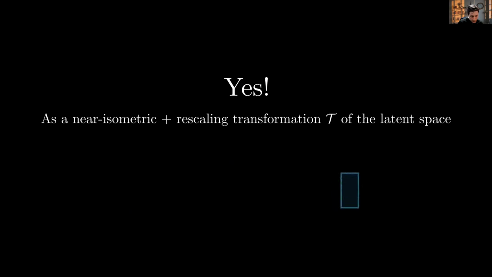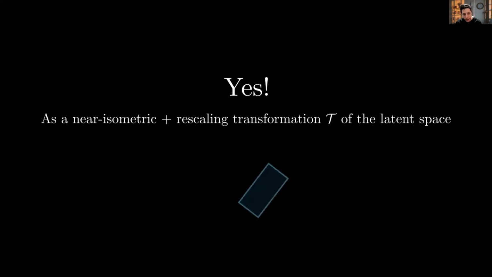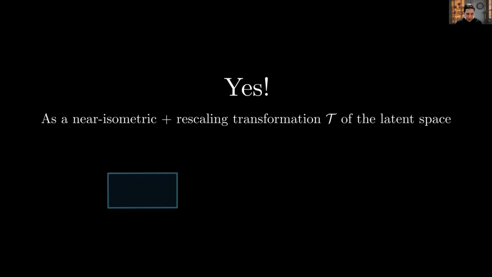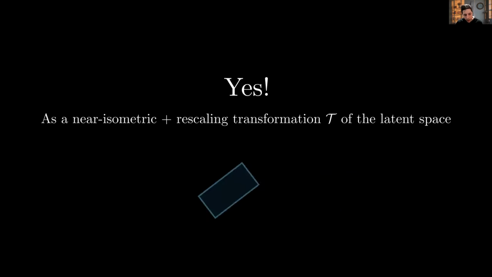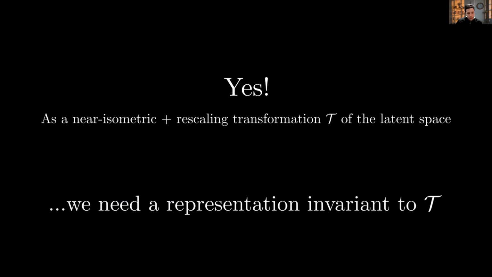Here with rescaling, I'm referring to local rescaling. So each embedding can be rescaled independently from the others. So it's not just an isometry, but an isometry plus this rescaling. Intuitively, this rectangle that you see here that is rotating can also become a square. So what we want to do is to have a representation that is invariant to T.